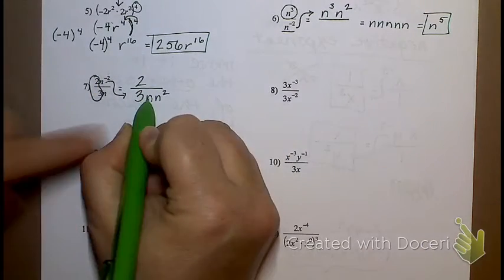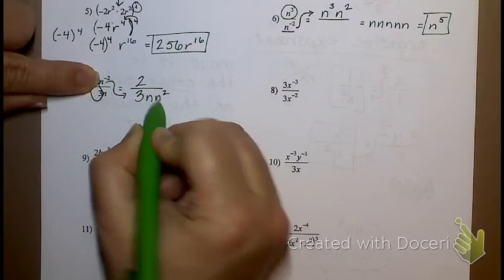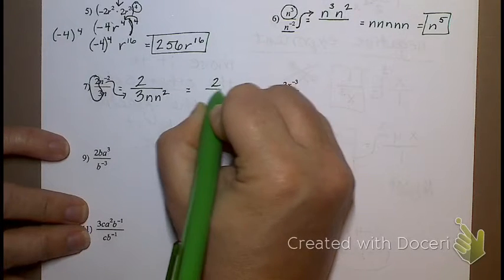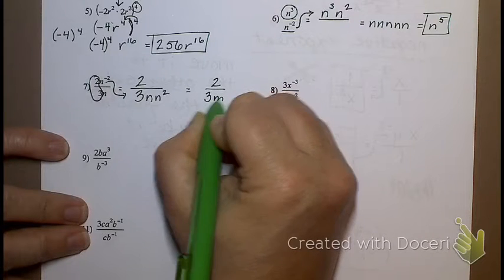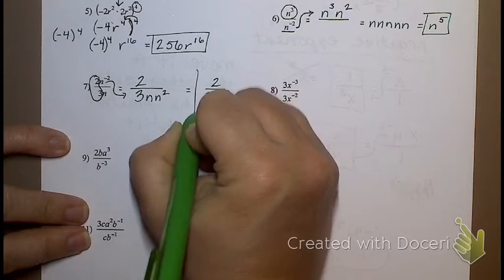So I have an n here from what was already on the bottom, and an n squared now on the bottom. So what does that give me total? I have a 2 on the top, and what do I have on the bottom? 3n, not m, 3n cubed.